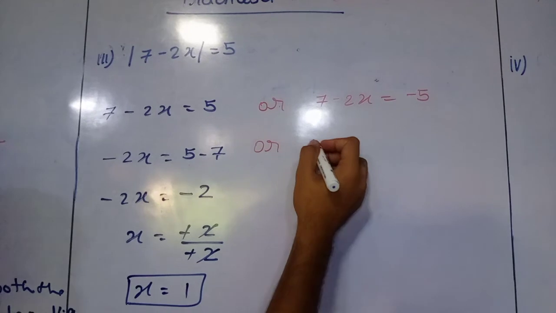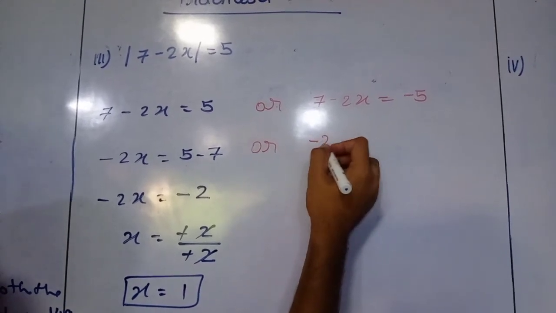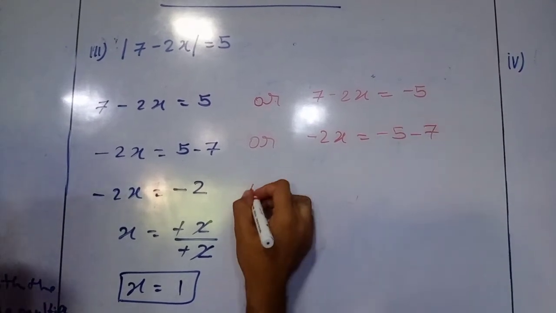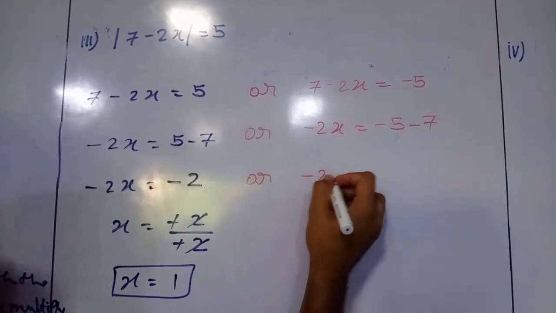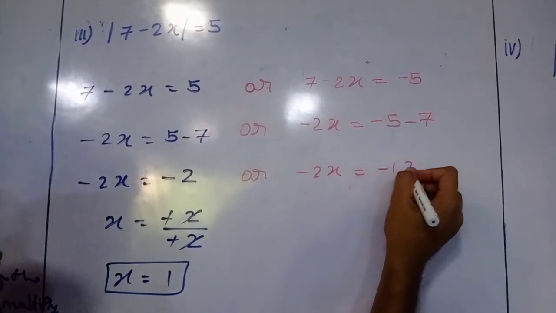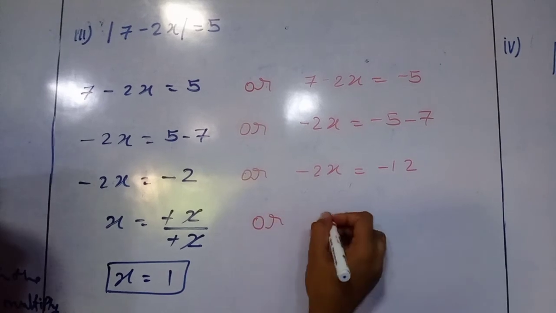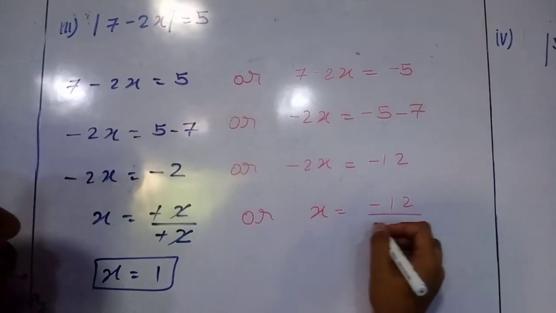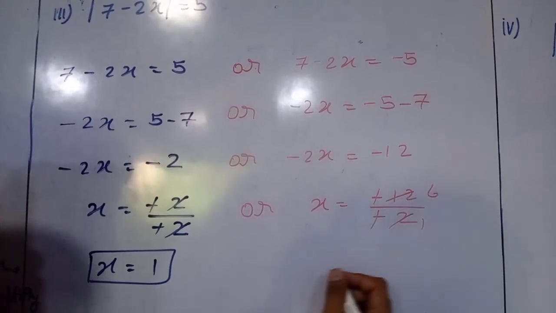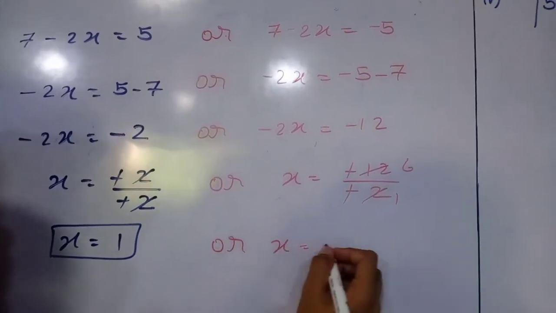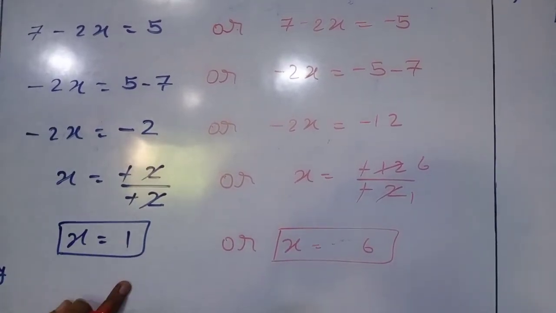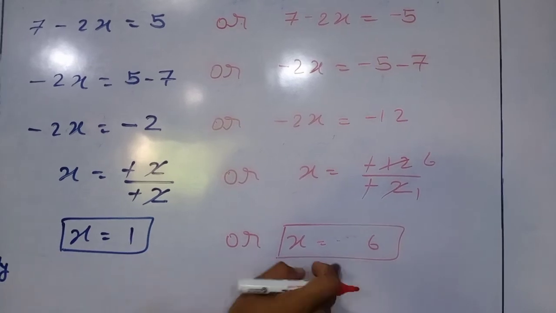The second way, minus 2x is equal to minus 5 we have. This plus 7 will become minus 7. So minus 2x is equal to minus 5 minus 7, which will become minus 12. Or x is equal to minus 12 upon minus 2. Minus cancels with minus, 2 1s are 2, 2 6s are 12. So x is equal to 6. This way we can get the value of x is 1 or 6.